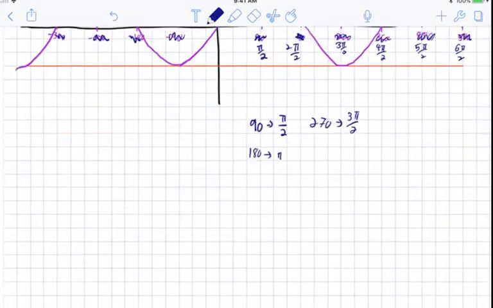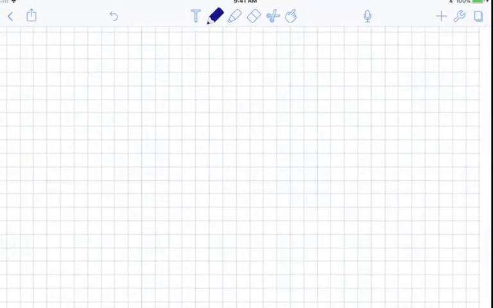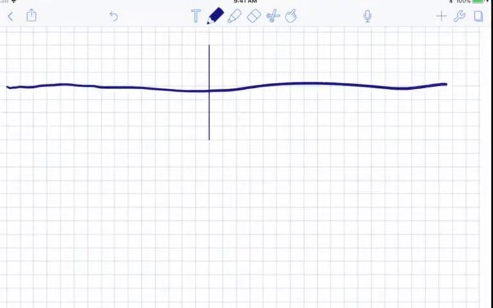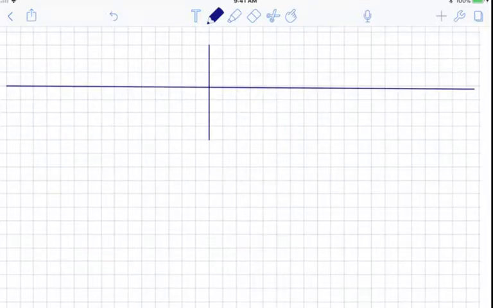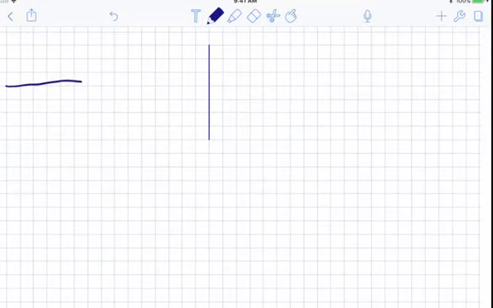All right, let's do it for cosine. And then I'll talk about their features. Sketching them for sine and cosine is something I probably want you to be able to do to complete this class.